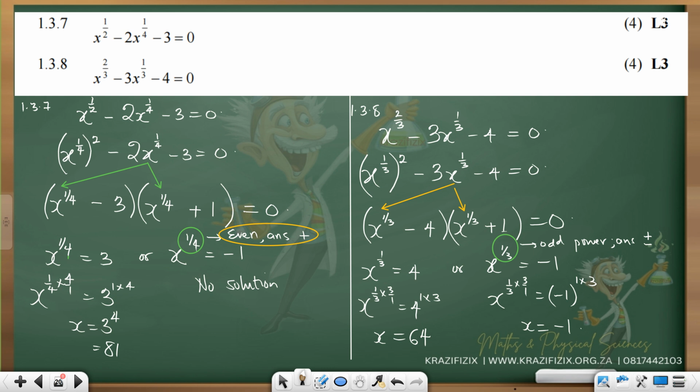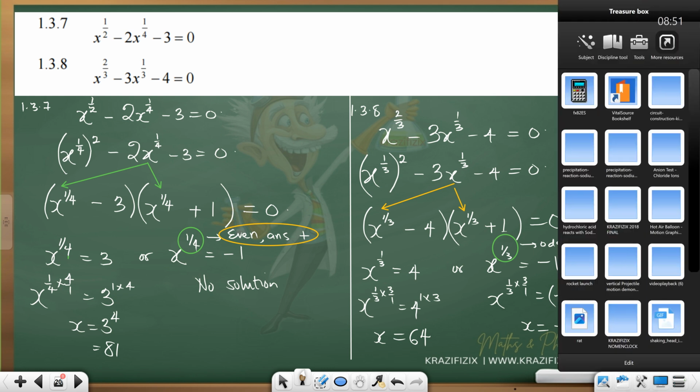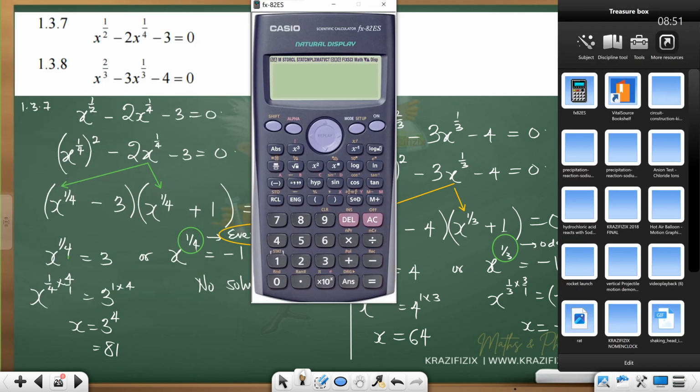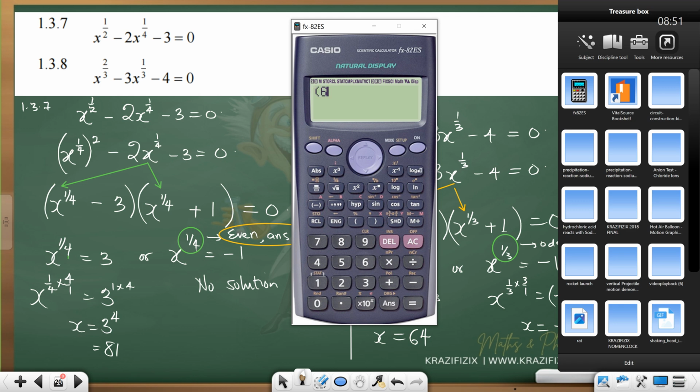This one, I want us to test it together quickly. I'm going to block your view, guys, just 1 minute. We're getting a negative 1. Will a negative 1 work and will a 64 work? Quickly, you would write 64 to the power 2 over 3, minus 3 times 64 to the power 1 over 3, minus 4. You can always do a check also before you move on to the next question. All right, 64 works. Then I also got a negative 1. Let's go check. Will a negative 1 work?